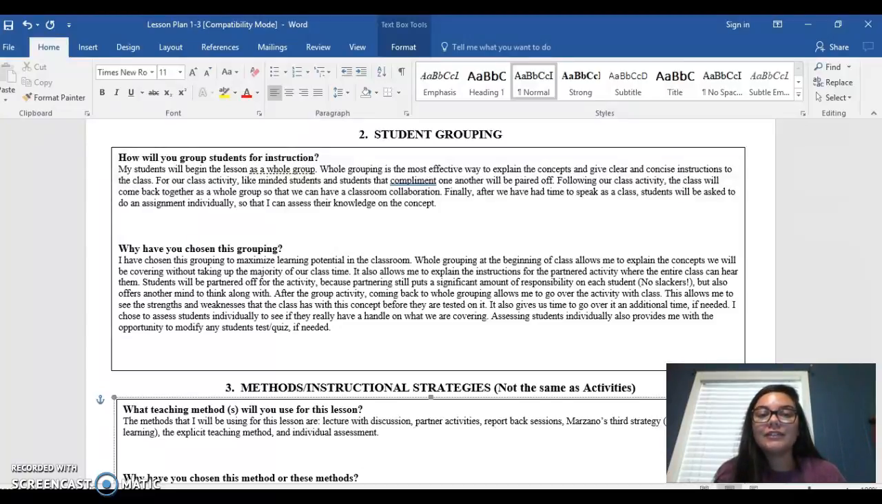After the group activity, we come back to whole grouping because it allows me to go over the activity with the class. It allows me to see my students' strengths and their weaknesses, and just go over and briefly discuss the content again before they're tested on it, just to make sure everybody has the hang of it. Assessing students individually allows me to see if each student has a grasp on it, and it allows me to make any modifications that any student needs to their assessment.